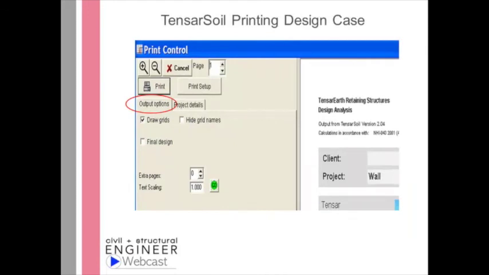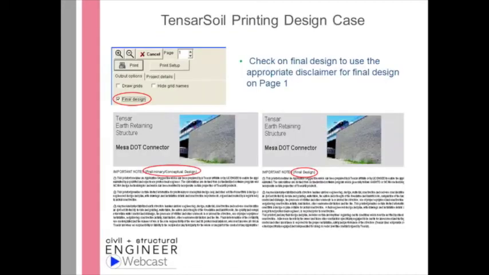On the left, you have output options, circled here in red. You will notice that there's a final design box. By checking on the final design, the disclaimers in the first page of the printout will change from preliminary to final, and the notes will change accordingly.